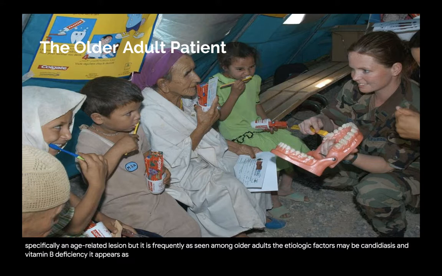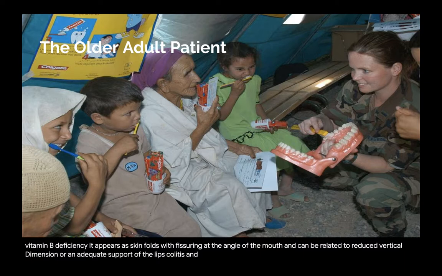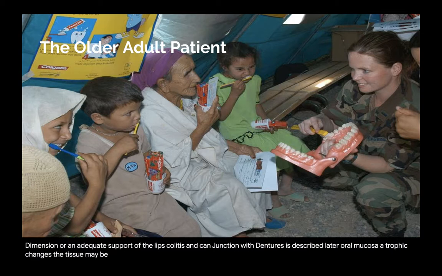It appears as skin folds with fissuring at the angle of the mouth and can be related to reduced vertical dimension or inadequate support of the lips. Cheilitis in conjunction with dentures is described later. Oral mucosa, atrophic changes: the tissue may become thinner and less vascular. With a loss of elasticity, a smooth, shiny appearance is related to thinning of the epithelium.